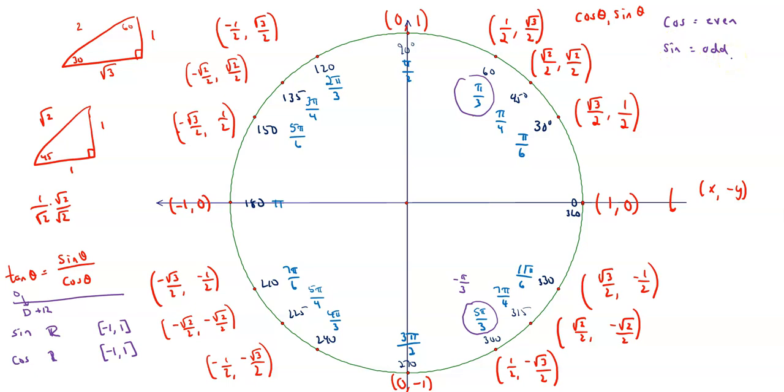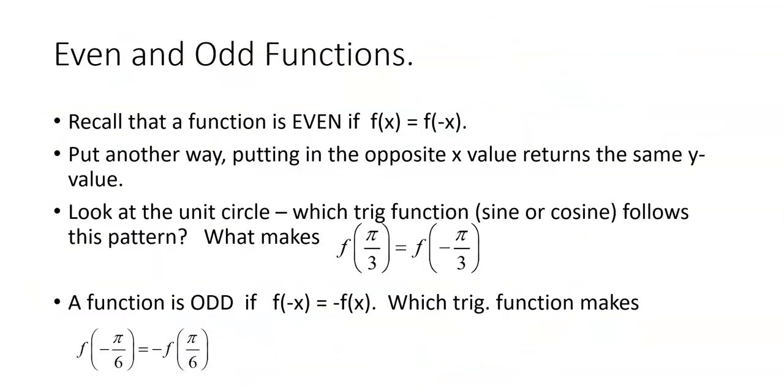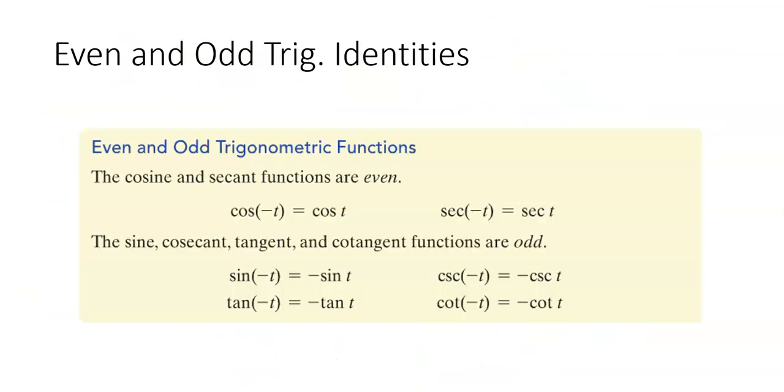So sine is the odd function. And I think in the next unit when we graph these, it'll make it even a little bit more apparent as to which one is the odd one and which one is the even one. But for now, we can simply look at it in terms of definition. Putting in the opposite returns the same thing. That's even, that's cosine. Putting in the opposite returns the opposite. That's odd, that's sine. All right.